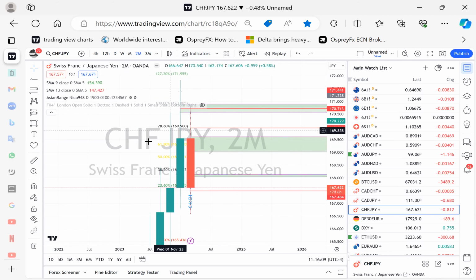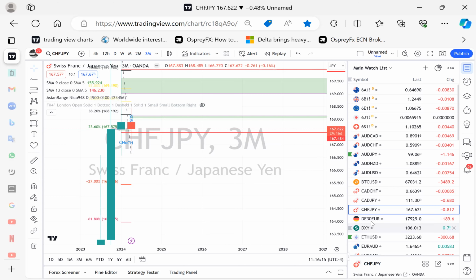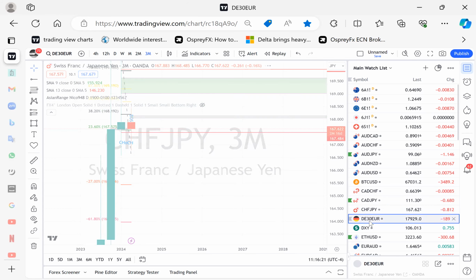So maybe CHF JPY isn't a tradable pair based on this quarterly candle. That's fine. We already had others. So maybe you're not saving this. Maybe you're not putting a mark by FJ. That's cool.